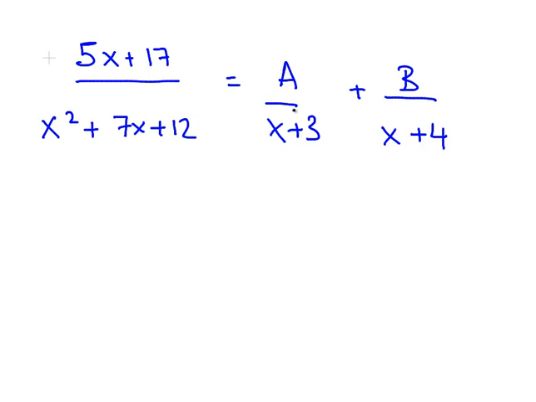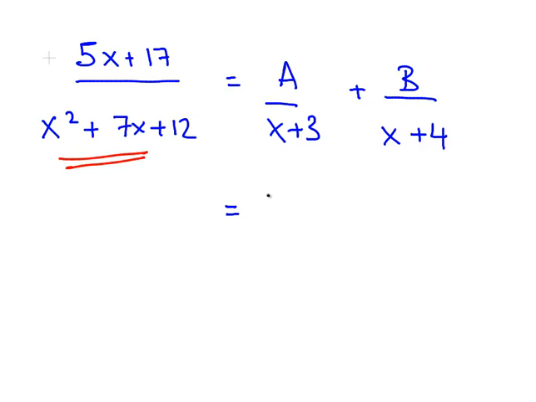So a over x plus 3 plus b over x plus 4. Essentially what we're going to do is try and reconstruct what we have on the left hand side as the sum of two simpler expressions, a over x plus 3 plus b over x plus 4. What we have to do here is find out what a and b are. So we're going to work backwards a bit and cross multiply a over x plus 3 plus b over x plus 4.